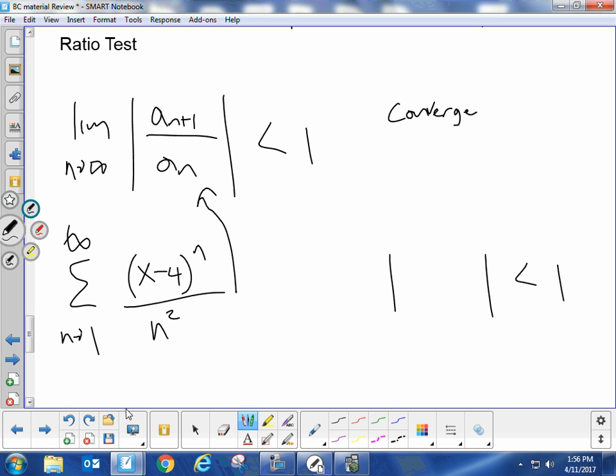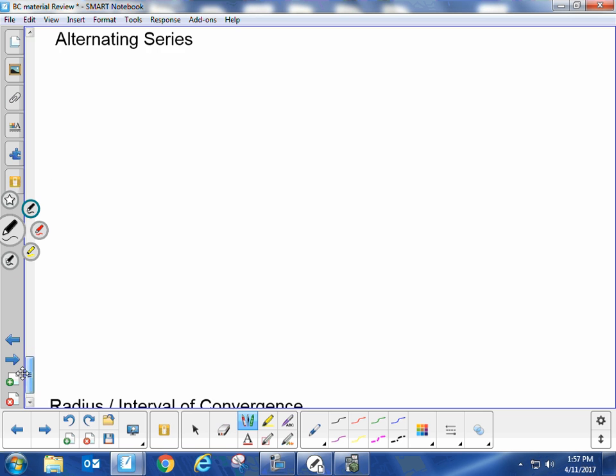Okay, let's put a 3 here. This is a very common problem. I'm not going to show you the whole problem because they take a while, but go and watch the ratio test video if you don't remember that. But it's important: the absolute value of the next term divided by the previous term has to be less than 1. Alternating series are super easy.